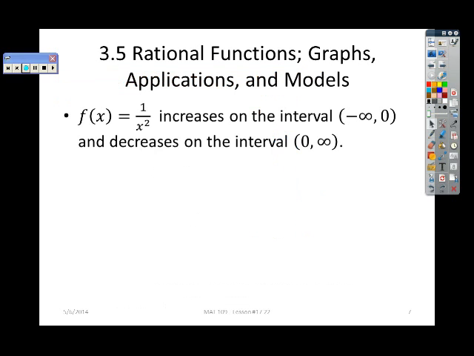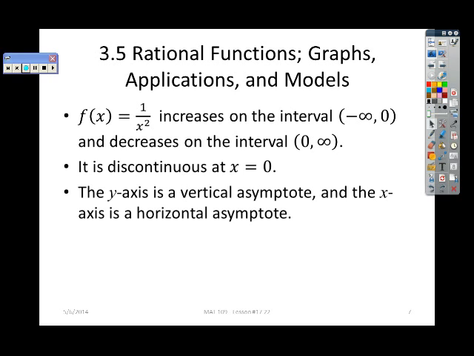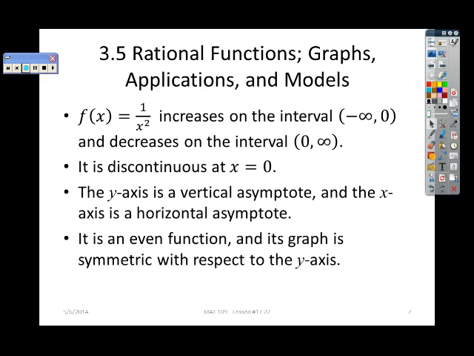Increases to the left of 0, decreases to the right, discontinuous at 0. It's an even function. Remember, an even function is the same thing as being symmetric with respect to the y-axis. That one was symmetric with respect to the y-axis.